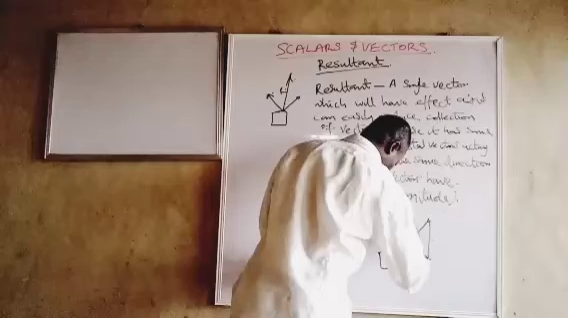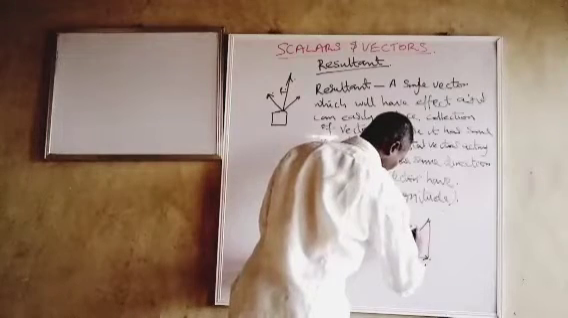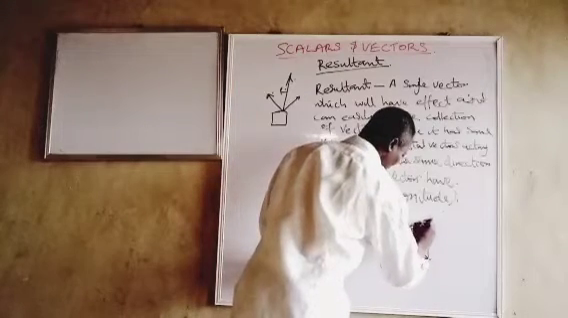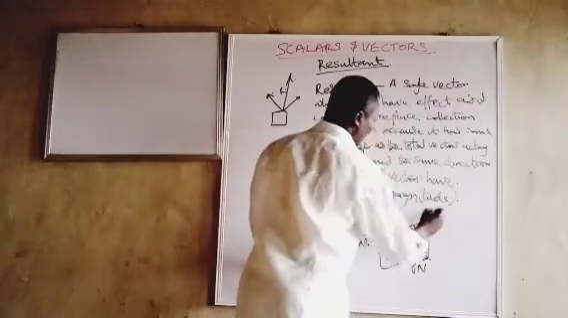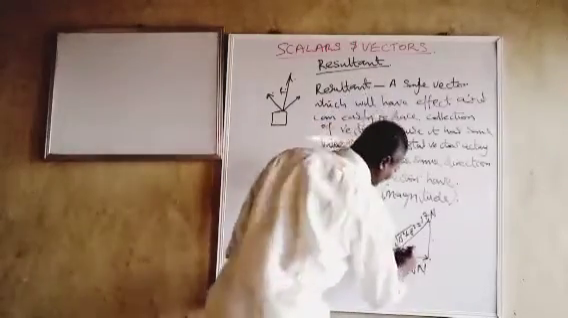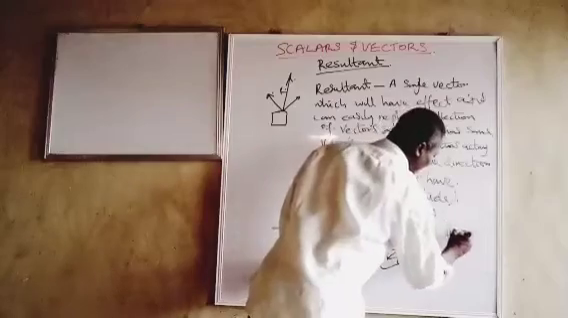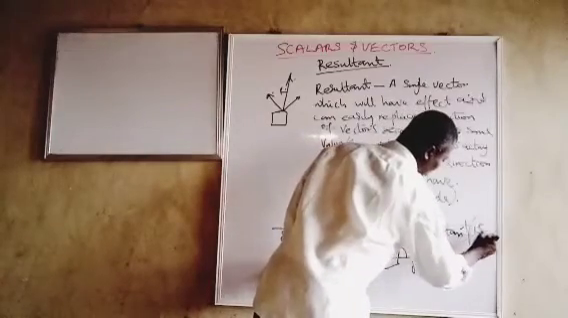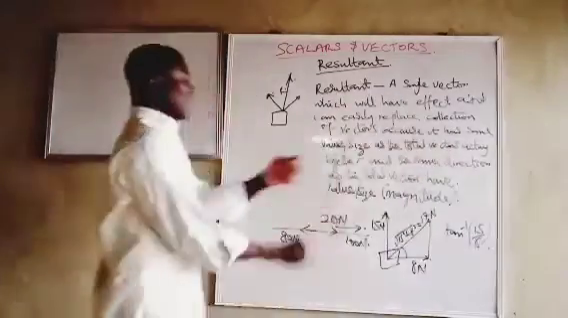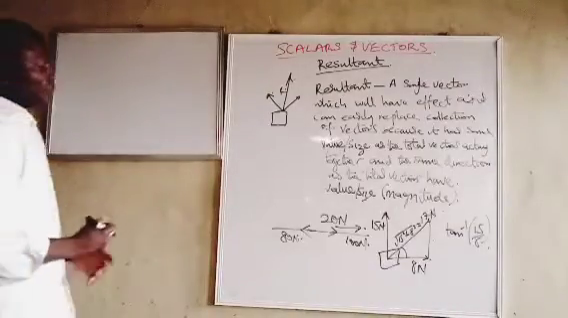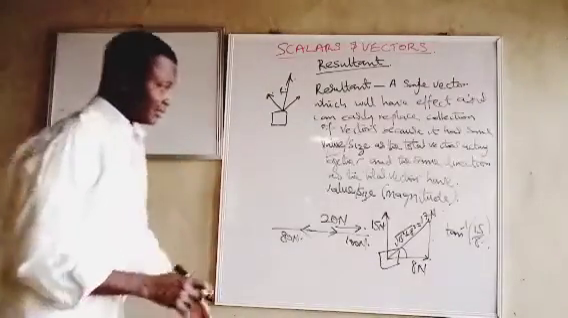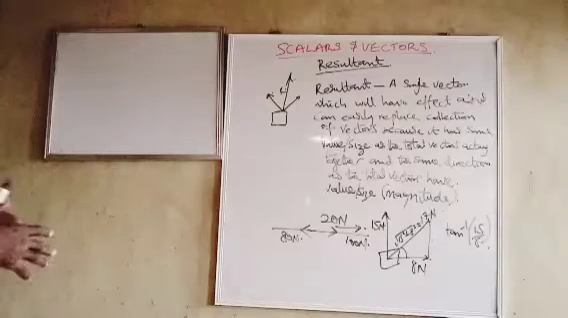It's going to be the square root of 15 squared plus 8 squared. That is 17. And the direction will be the inverse tan of 15 over 8. So I've given you a brief illustration of how we get resultants, and a resultant is very easy to get.